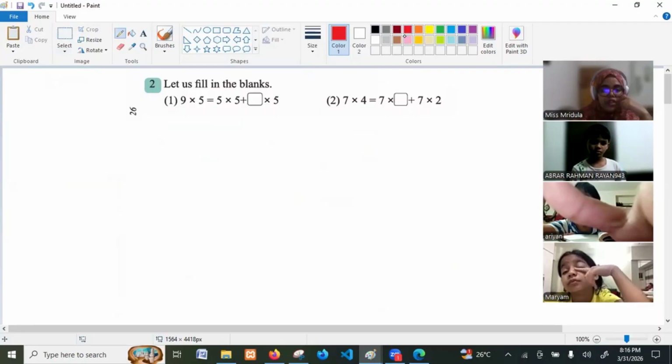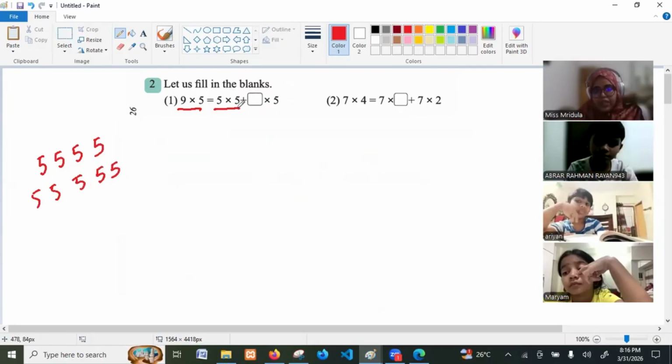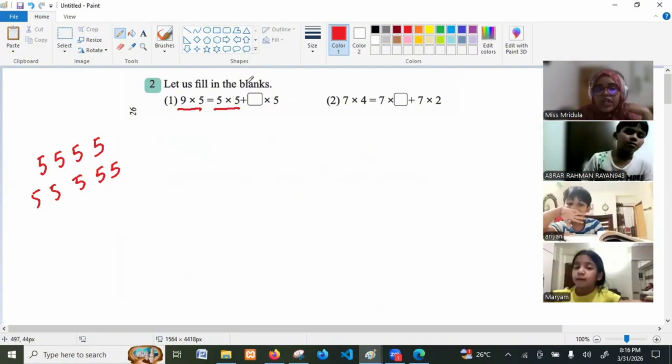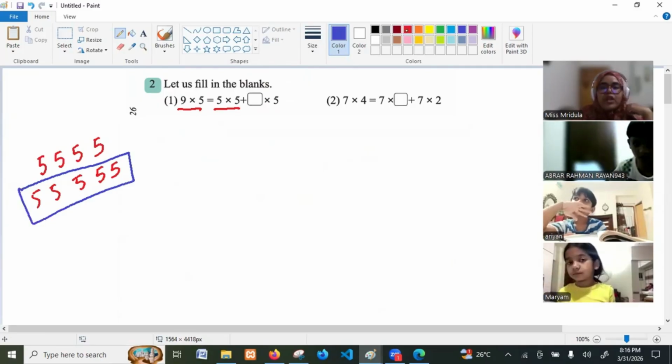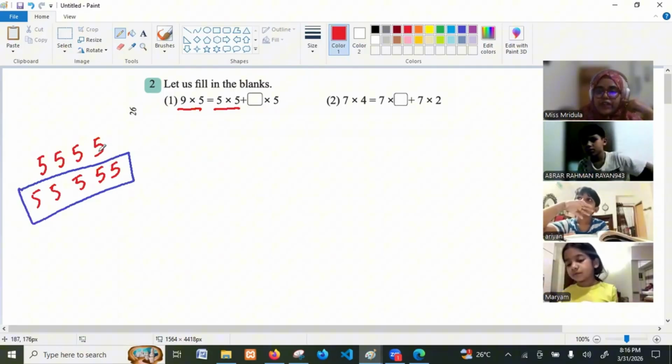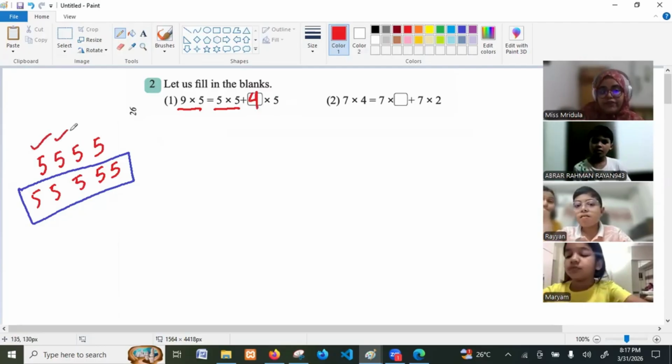Okay. So this is the question. We have to find out the fill in the blanks. Okay. We have 9 times 5, right? That means we have 9 5s. So they have written 5 times 5, right? So they have used 5 of these 5s. So what is left? How many 5s are left? 4. So here should be 4 times 5. Understood, Ryan? That 5 plus 4? Because the 4 5s were left.